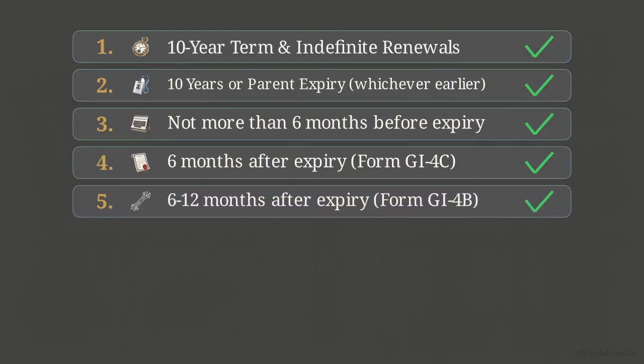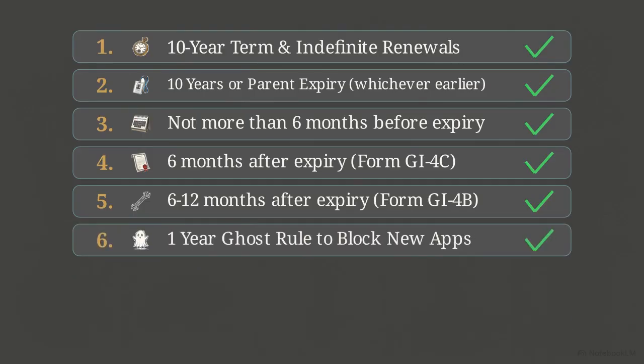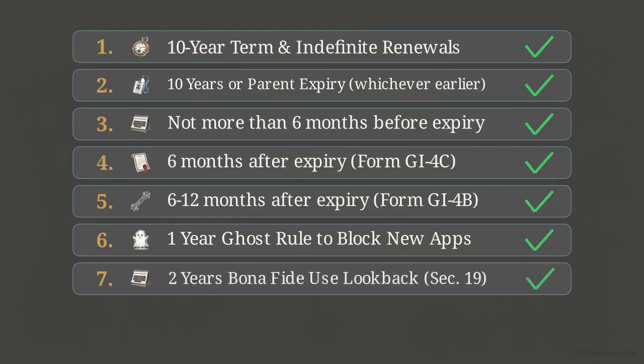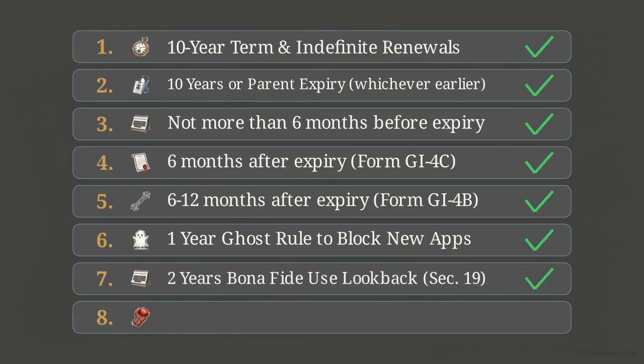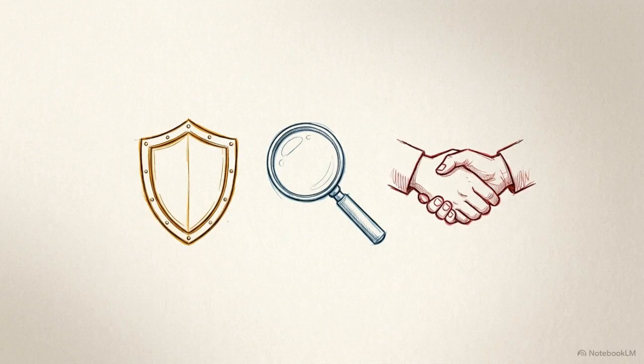Question 6. How long is the ghost rule effective? 1 year after removal. Question 7. How long is the bona fide use look-back period for Section 19? 2 years immediately before removal. Question 8. Which section covers adversarial rectification? Section 27. That is Lecture G4.